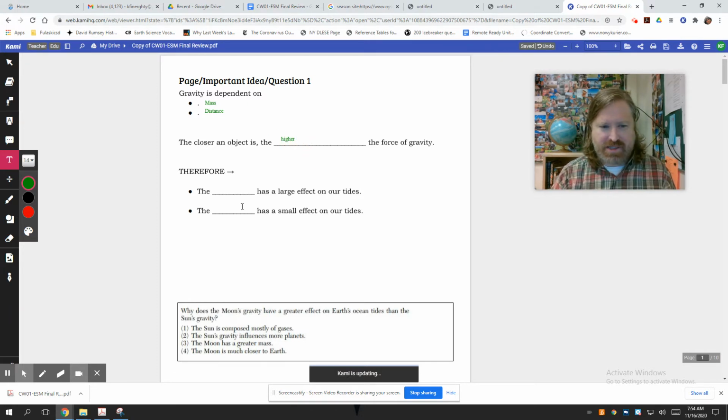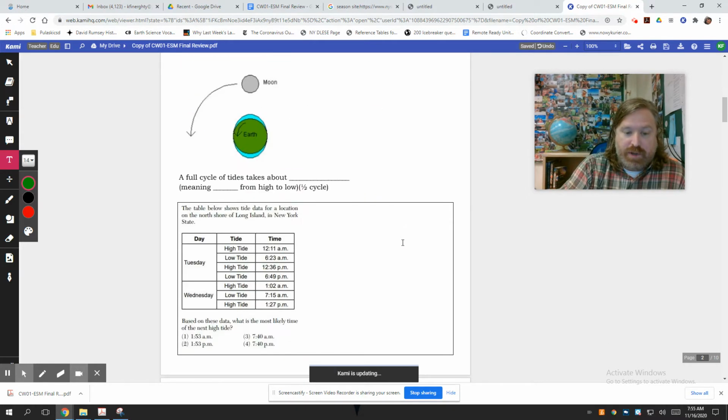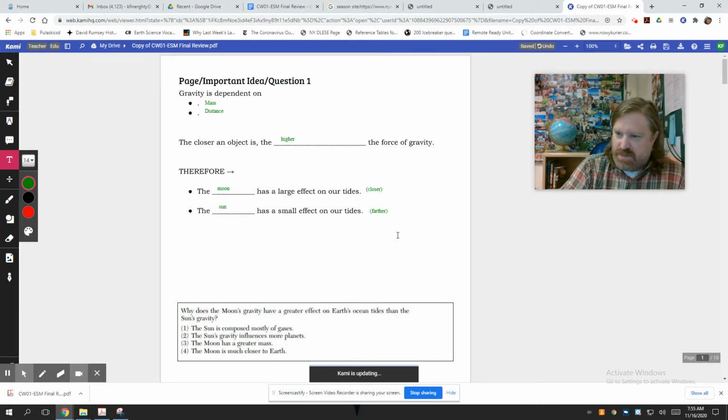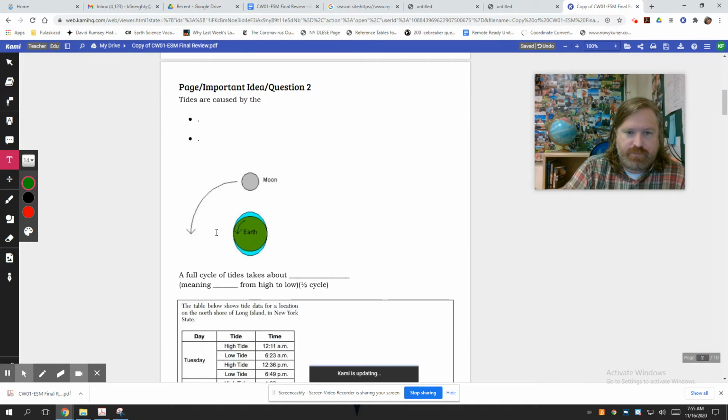That stuff was really on the last test, but here's where it comes into play. Therefore, the moon has a large effect on our tides, and the sun has a small effect on our tides. Closer. The sun's a lot bigger, but the moon's a lot closer. But when we get down to spring and neap tides down here, that idea is going to be important. So try question number 1. Check it in the Google form.